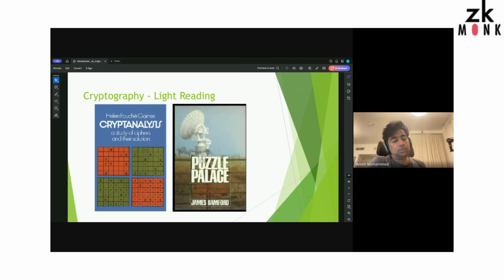So for the people who are really interested in understanding the history of the NSA, I would really recommend Puzzle Palace. For the people who really want to understand the story or try their hand at classical cryptanalysis, I would say Gaines, there's a Dover book, a small book with very few pages, pretty interesting. Can I have the next slide, please?